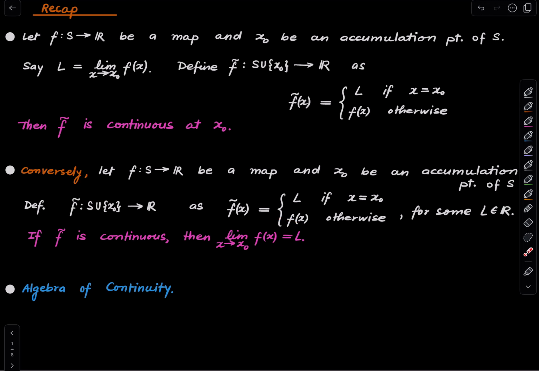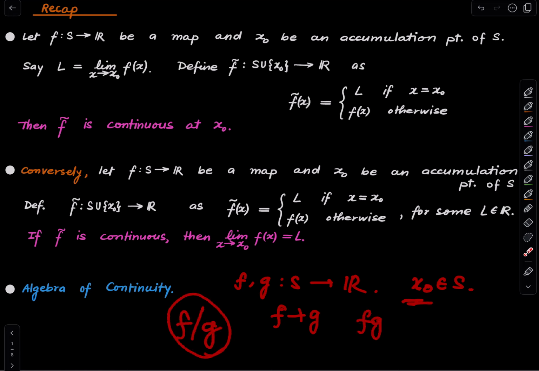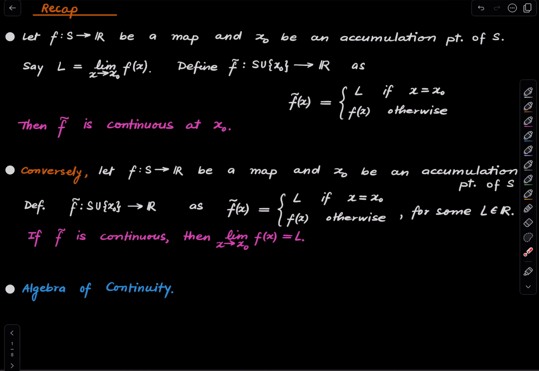Okay, so we will use these two facts, and we will use the algebra of continuity. Meaning what? If we have two functions f and g defined on a set S, and x0 is a point in S, and f and g are continuous at x0, then f plus g is also continuous at x0, f times g is continuous. There is a theorem regarding the ratio of f and g and so on. So these things we will use. And there is this fact about compositions, that compositions of continuous functions are continuous. So we'll use all those facts along with these two. Okay, so let's proceed.